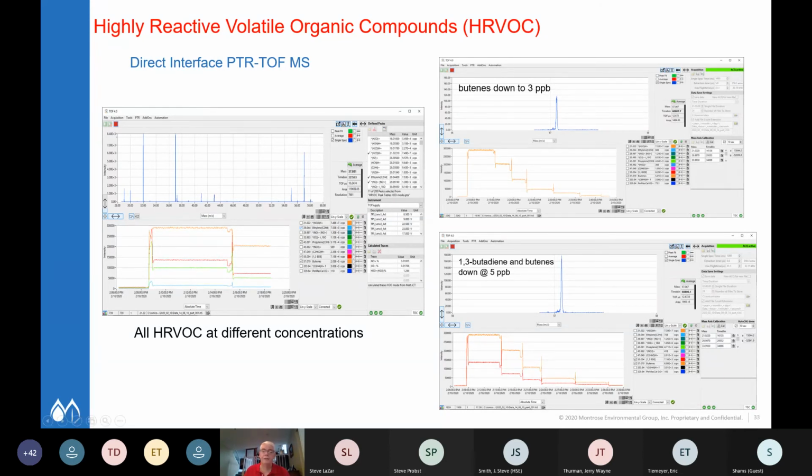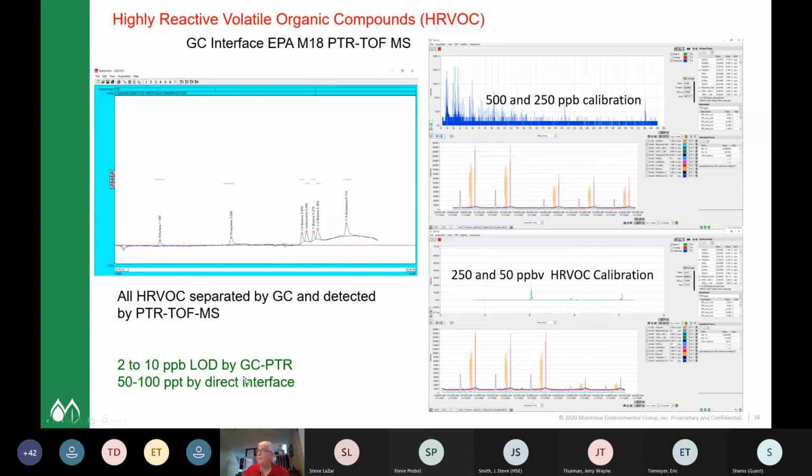Situation does arise where we need to know the total of each HRVOC separately. So the only way we can do that again is to go back to the GC system. I'm starting to run a little bit late on time here, so I'll speed it up.